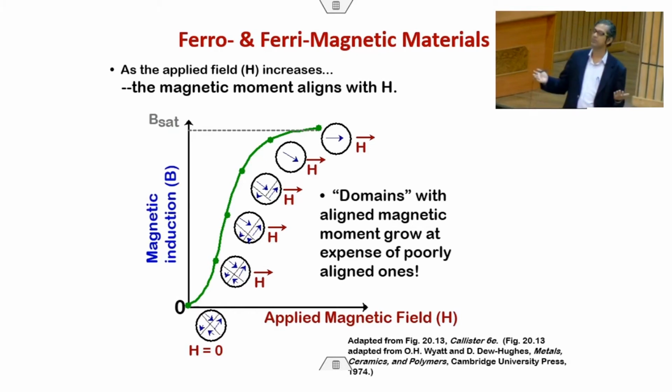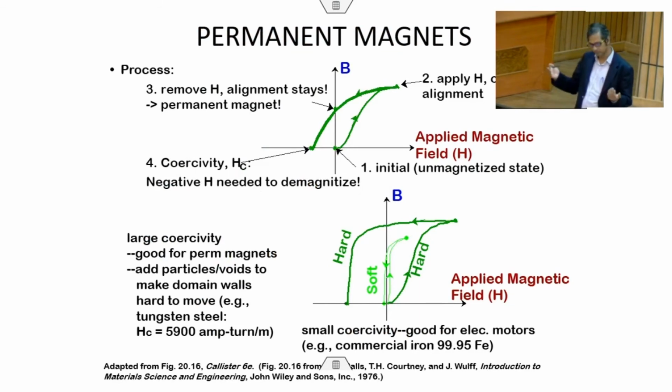Then if you reduce or decrease the magnetic field, what will happen is that when you have zero magnetic field, that means when you remove the magnetic field completely, still there will be some amount of magnetic induction or magnetization remaining in the material. So, that means the magnetic memory is not completely lost. That is what is known as remnant magnetism or remnance.